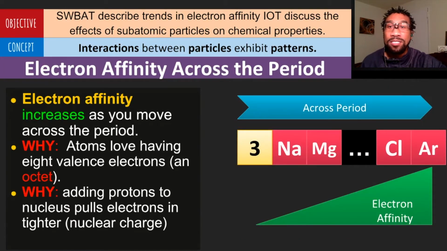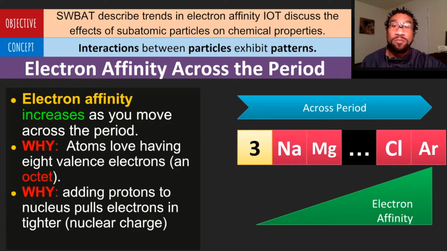So now let's look into the actual trend. Okay, so electron affinity across the period. That's what we're going to look at first. Okay, so electron affinity increases as you move across the period. And why? It's because atoms love having eight valence electrons. So as you move from left to right, you start with one valence electron and then you go to eight valence electrons. And so the closer you are to having eight, then the more excited you are to receive that electron because you're so close to receiving that perfect octet.